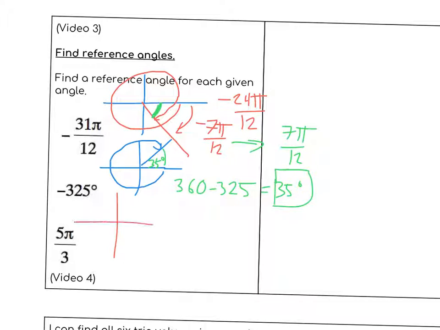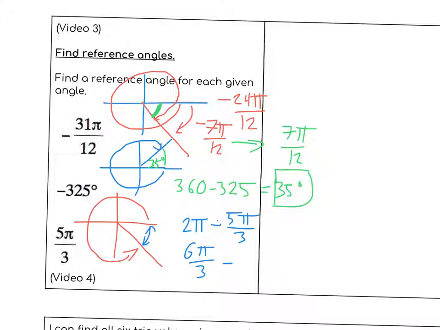And finally, we get 5 pi over 3. 5 pi over 3 is not quite 2 pi, so that's not quite 6 pi over 3. We're going to stop here in the fourth quadrant. And to get to 2 pi, I could do this as 2 pi minus 5 pi over 3, if I wanted to. And that would be 6 pi over 3 minus 5 pi over 3 is going to be 1 pi over 3.